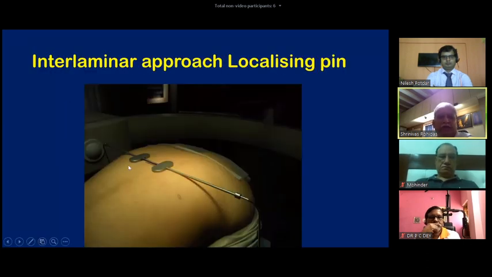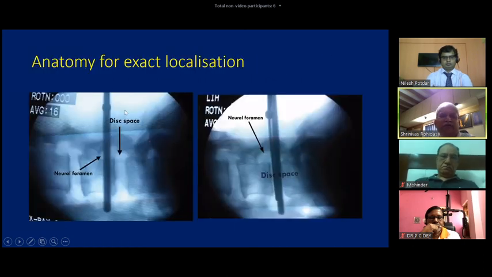This is the localizing pin. We get the entry point here and we get the direction here. This is how we use the localizing pin. This is the localizing pin at the neural foramen. This is at the disc level. When we localize the disc, it is for the interlaminar approach. When we localize the foramen, it is for the foraminal approach to target the exiting root.